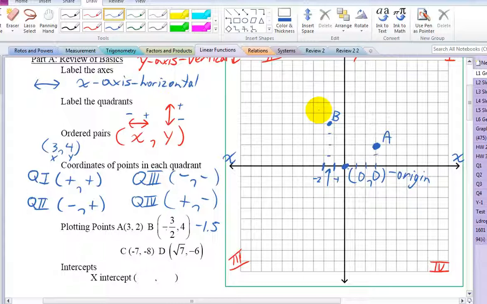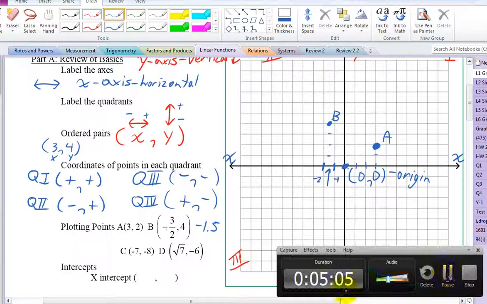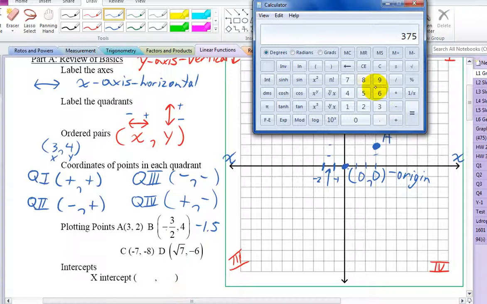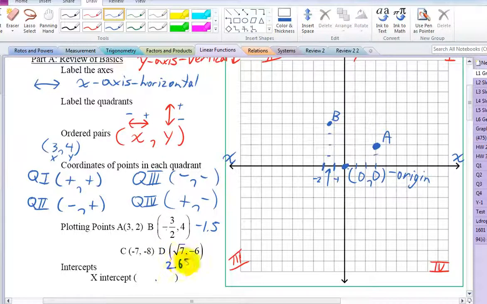Please plot C and D right now. Go. Plot. So you should have pulled out your calculator to find out the value of square root 7, 2.65. Okay. So C is easy. It's negative 7. 1, 2, 3, 4, 5, 6, 7 to the left. Down 8. 1, 2, 3, 4, 5, 6. Right here. Here we have C.